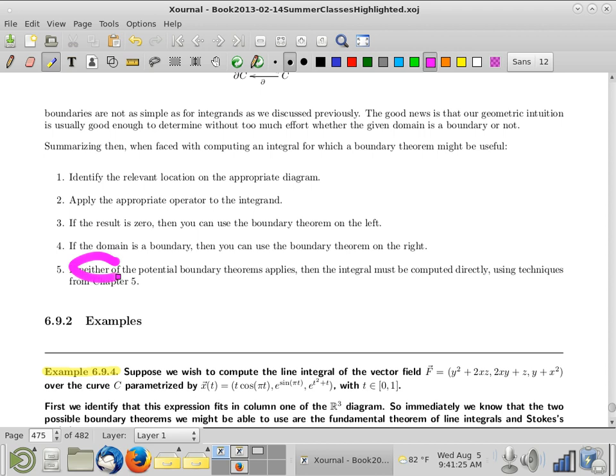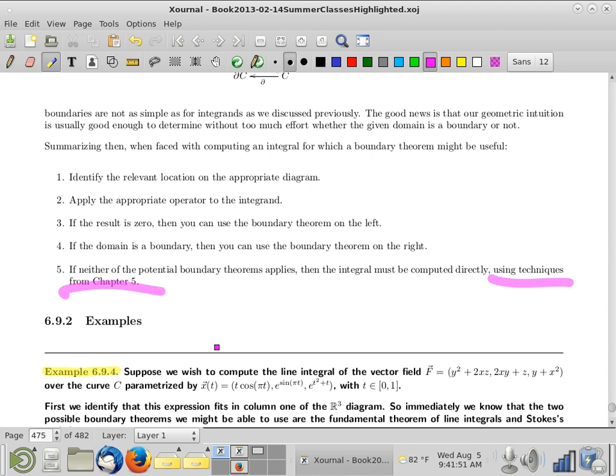It could be that neither of your possible boundary theorems applies. Your curve just isn't a boundary. Your function just isn't a gradient, something like that. Then you have no boundary theorem options. There are no Chapter 6 options at that point. And then you have to go back and do it the old-fashioned way. Parameterize your curve, plug and chug.